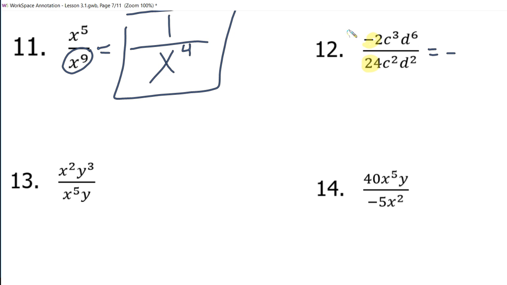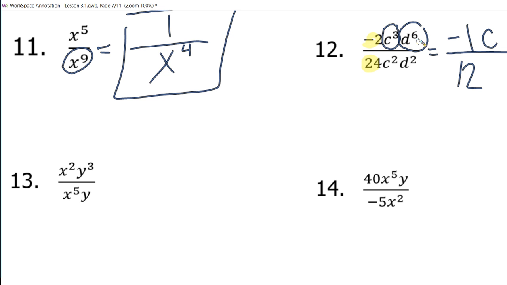Negative 1. And what's 24 divided by 2? 12. Now, where's my larger C, in the top or bottom? Top. So your answer for C has to go in the top. Where's the larger D, in the top or in the bottom? Top. So C and D both need to go in the top.